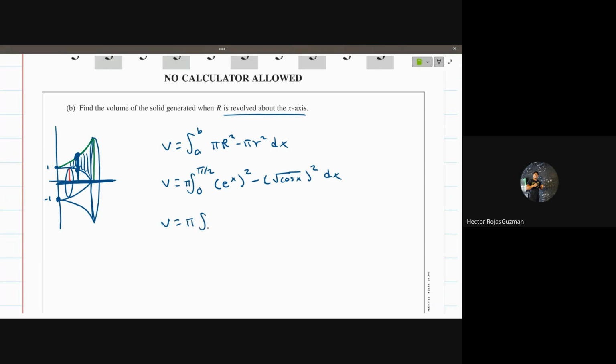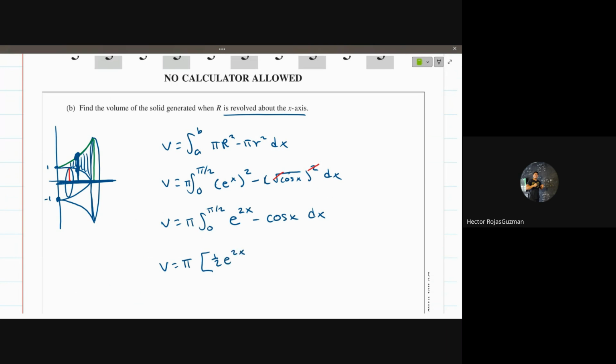Pi times the integral from 0 to pi over 2 of e to the power of 2x. Right here, remember the exponents multiply, right? It's not going to be x to the power of 2 minus cosine of x dx. The square root and the square cancel each other out. The volume equals pi. And now we can go ahead and find our antiderivatives. The antiderivative of e to the 2x is 1/2 e to the 2x.